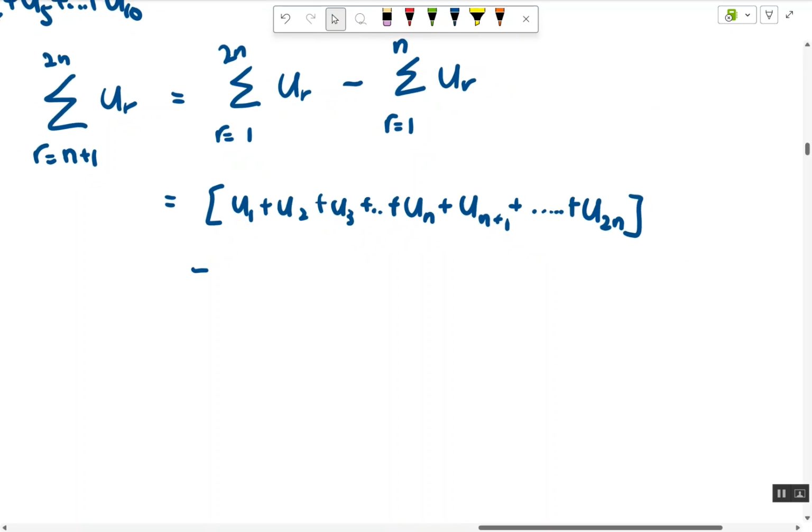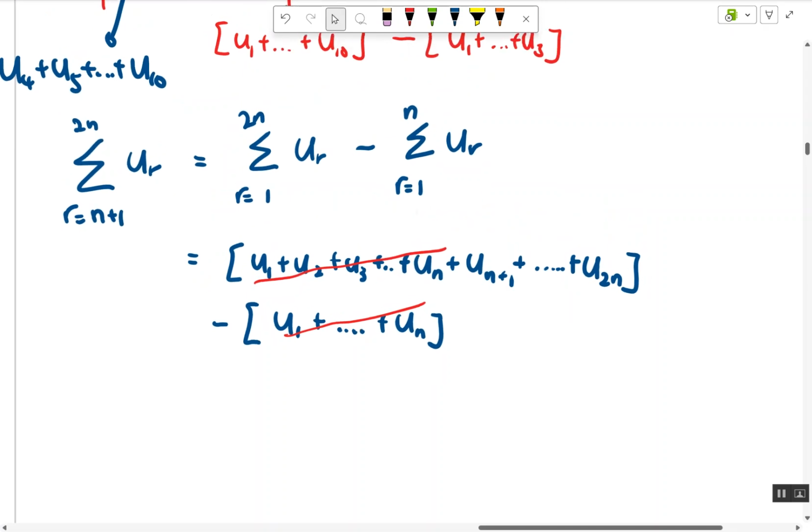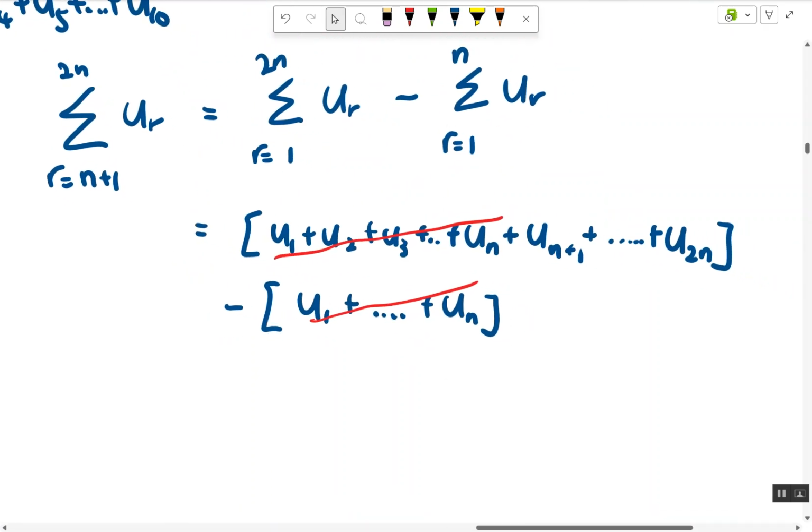Okay? Minus, this is just the concept part. You have to understand this part. u1 plus all the way until plus un, which essentially means I'm taking away this from here. What am I left with? un plus 1 to u2n. So this is a concept that you must be very familiar with.